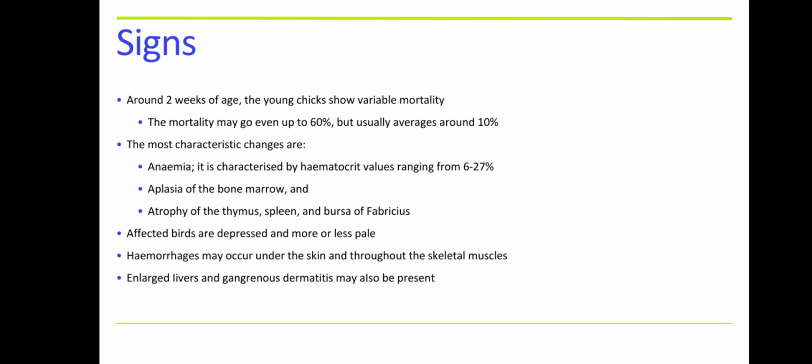Signs appear at 2 weeks of age. The young chicks show variable mortality. Mortality may go up to 60%, but usually averages around 10%. Most characteristic changes are anemia, aplasia, and atrophy of the thymus. Affected birds are depressed. Hemorrhages may occur under the skin, with enlarged liver and gangrenous dermatitis.